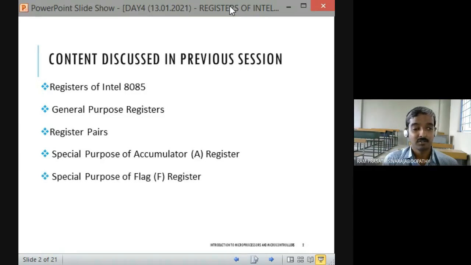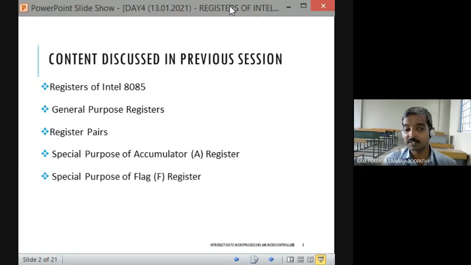Then, what is the special purpose of the flag register? When will the flag register get affected? When the content of the flag register changes, yes, very good, Gauri Shankari. It holds the status of the result. That is the correct answer. It holds the status of the result after performing an ALU operation. The last ALU operation status will be held in the flag register.